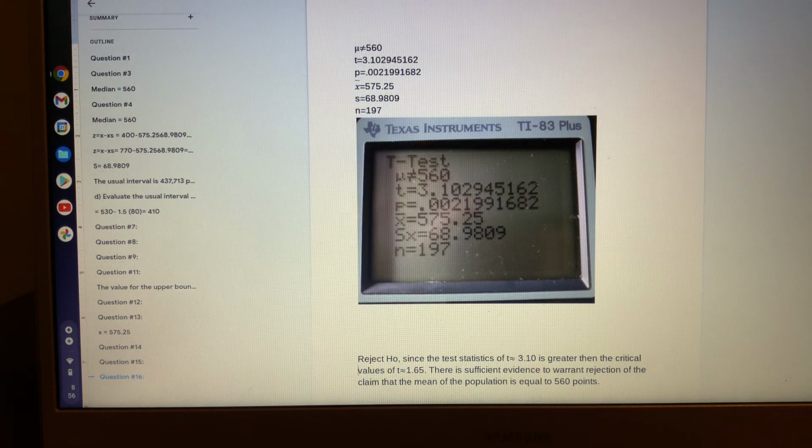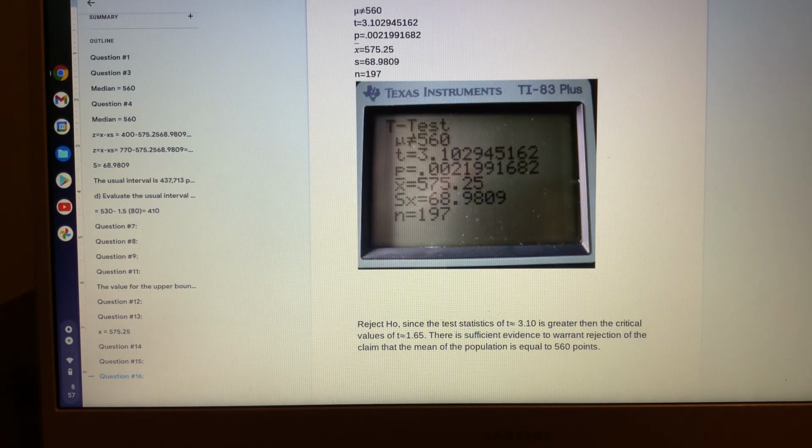Therefore, my conclusion to all this is reject H0, since the test statistic of t approximately equals 3.10 is greater than the critical value of t approximately equaling 1.65. There is sufficient evidence to warrant rejection of the claim that the mean of the population is equal to 560 points.